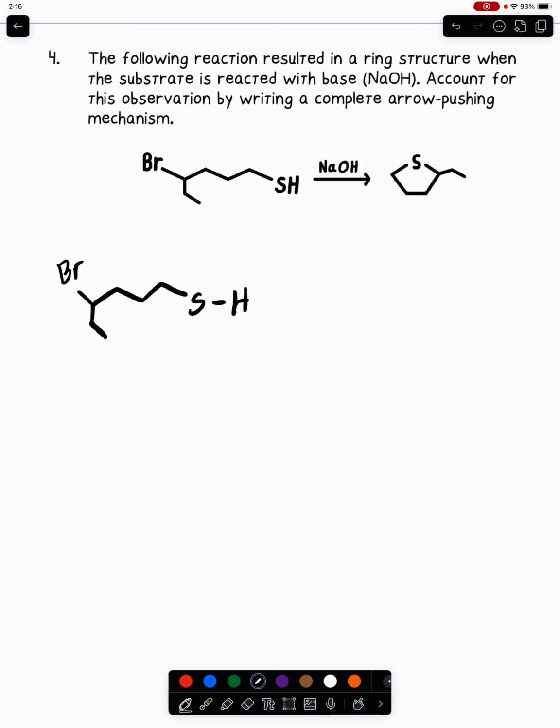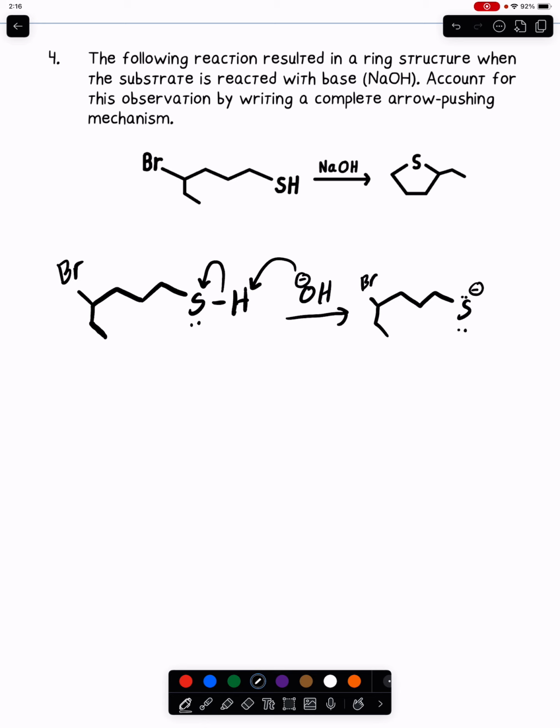All right, so what can happen here is the base can grab that proton. And when it grabs that proton, those electrons between the sulfur and the hydrogen, they stay on the sulfur. So sulfur gets the electron that belongs to hydrogen. And that's why it's going to end up with a negative charge. Now, I can show the lone pairs that exist on here if I want. I don't have to. It's kind of lazy to not do it, but that's how we are.